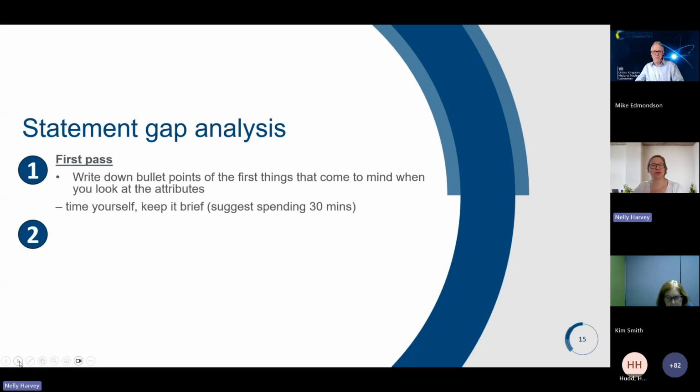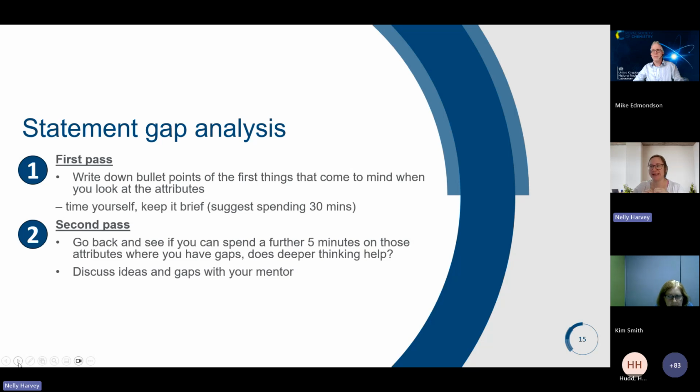And wherever you've got gaps or you really struggle to think of what statement you might provide, that's your cue to then go back and think about that in a bit more detail. So then you'll have a second pass, spend 5 minutes, maybe more, maybe 15 or more, having a look at those gaps and thinking, can I spend a bit more time thinking about the particular example or statements that I might want to put together for it? If you really struggle with that, that is then an indication that you need to discuss that attribute with your mentor. But generally, anything that you come up with, you should discuss all your ideas with your mentor.